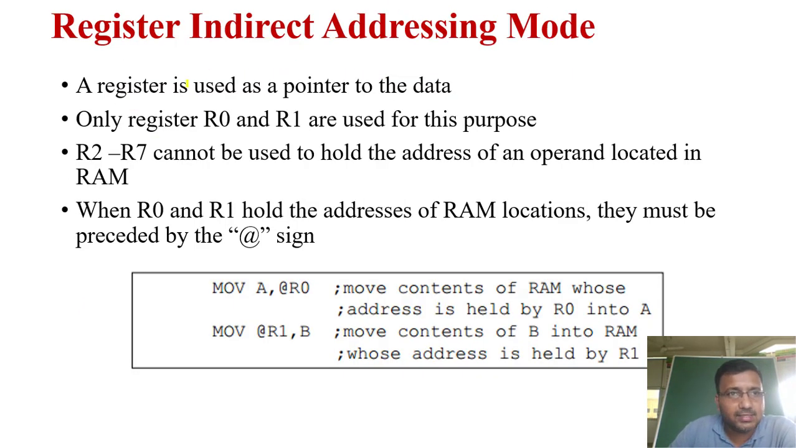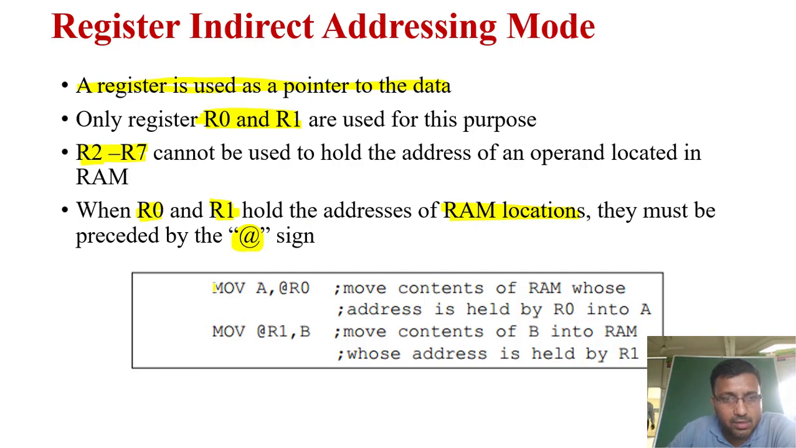So, register indirect addressing mode. A register can be used as a pointer in this mode. Only R0 and R1 are supported for register indirect addressing mode. R2 to R7 cannot be used, which holds the address of an operand located in the RAM. When R0 and R1 hold the addresses of RAM locations, the @ symbol is used for register indirect addressing mode. So the @ symbol is required for this.